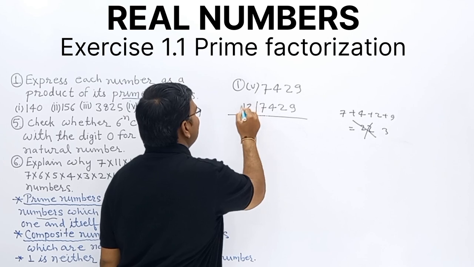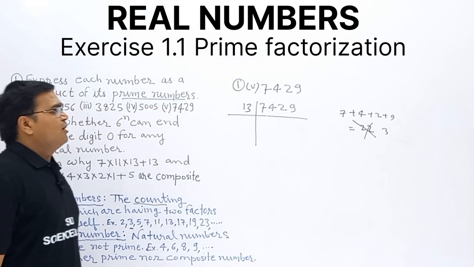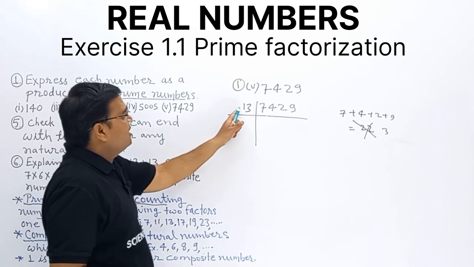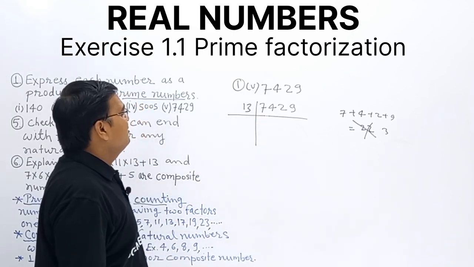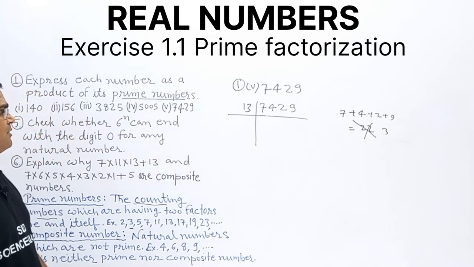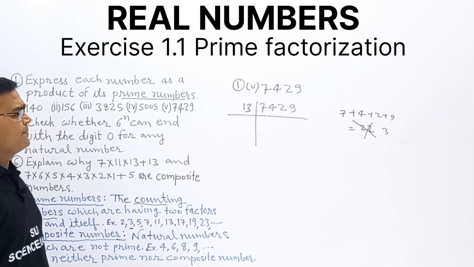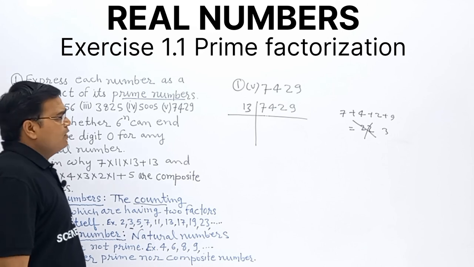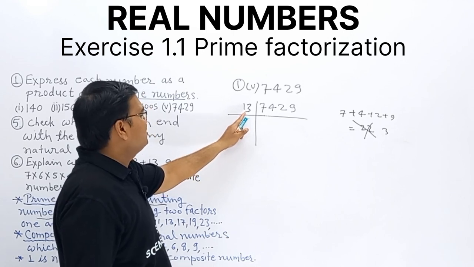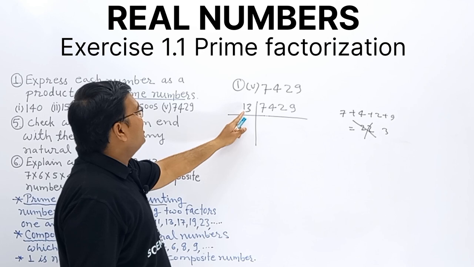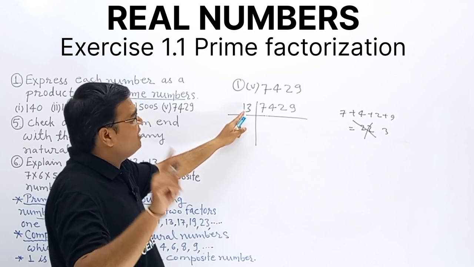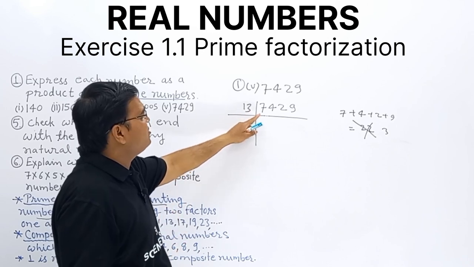And what is the next prime number? 13. For divisibility by 13, first we should know the table. Then we can divide easily. 13 times 1 is 13. 13 times 2 is 26. 13 times 3 is 39. 13 times 4 is 52. And 13 times 5 is 65.